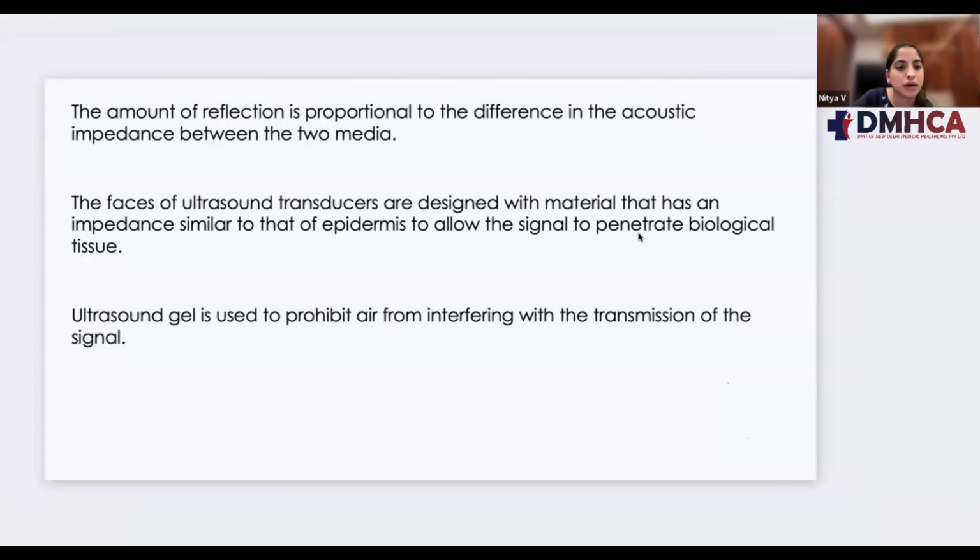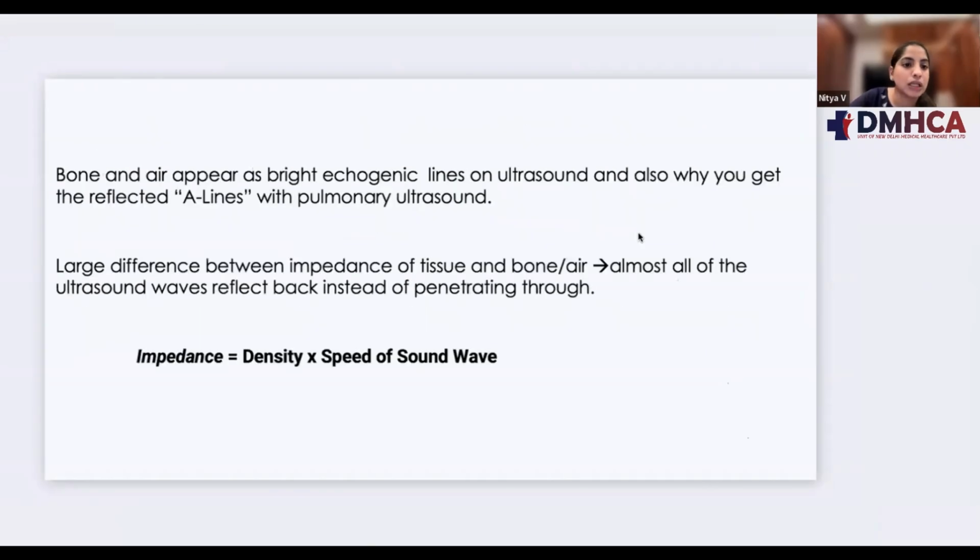Then we use the ultrasound gel, as we all know, to keep air from entering the path of the signal transmission, so that there is better resolution. Bone and air have the largest difference in impedance. That is why we see reflected A lines in pulmonary ultrasound. The larger the difference in impedance, like bone and air, the more almost all of the ultrasound wave reflects back. Because of that, we have reflected A lines.